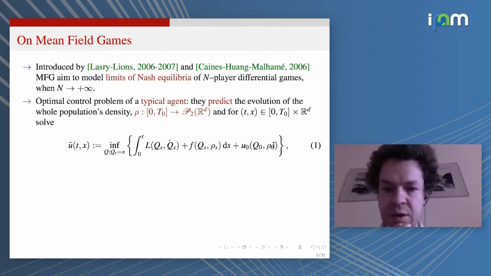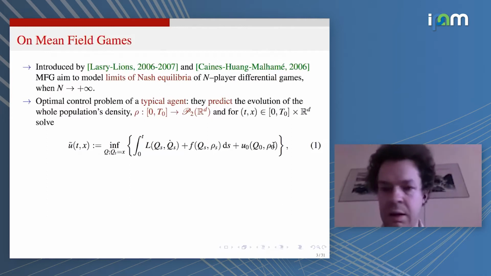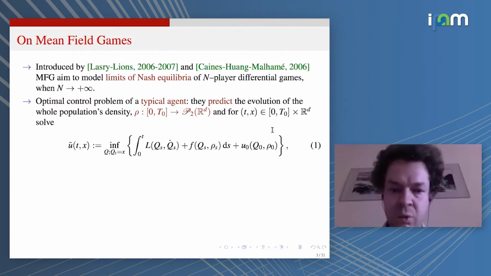So what an agent has to do is about prediction. They have to predict the evolution: what would be the evolution of the agents in time, what would the other agents think? And with respect to this evolution, this prediction, they solve their optimal control problem.